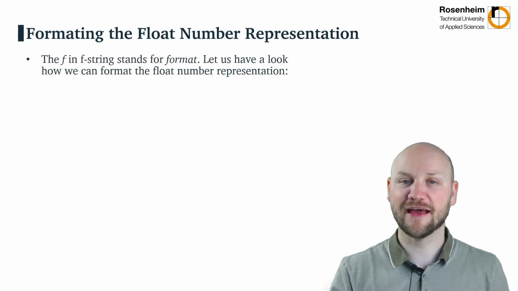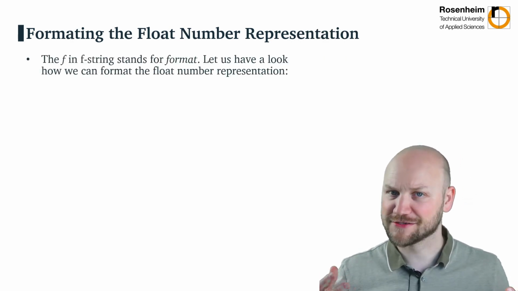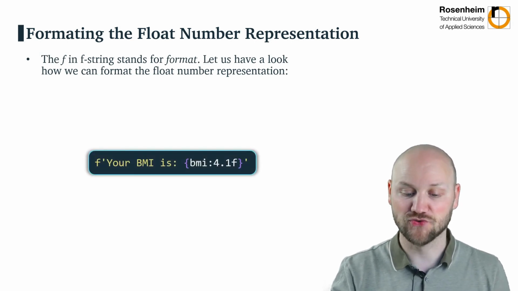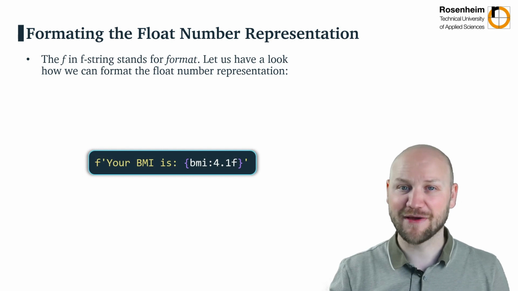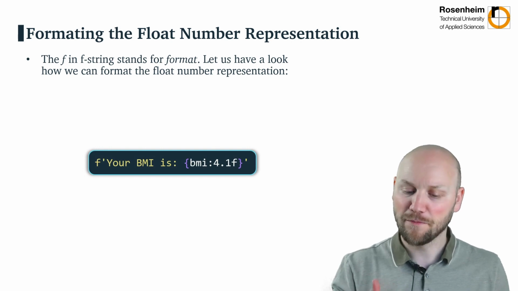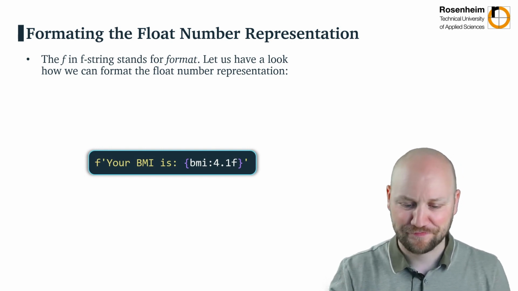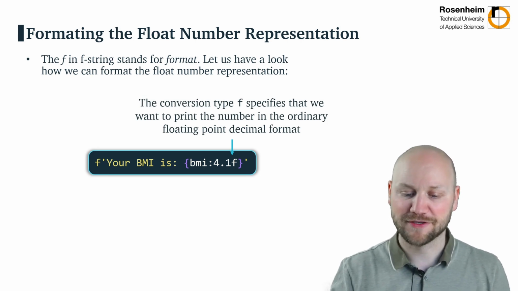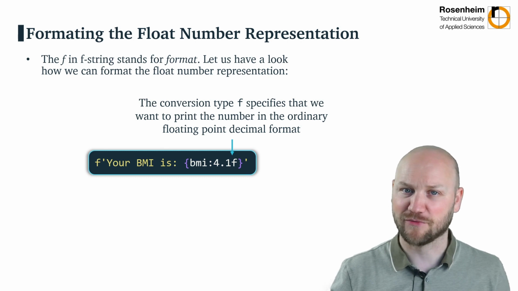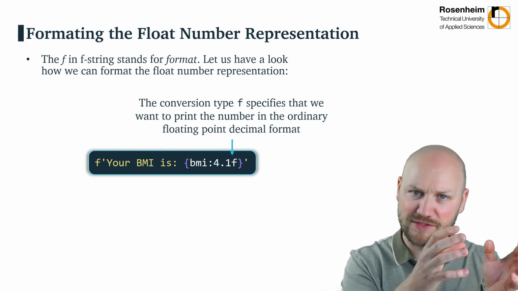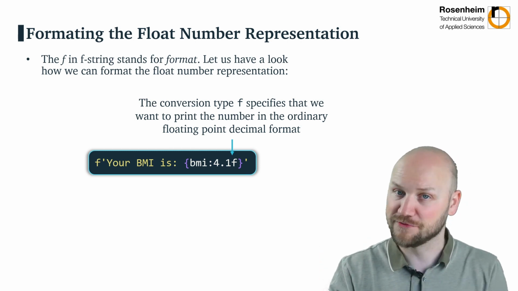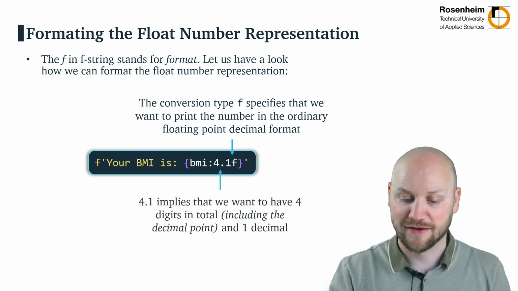So the f in f-string stands for format, and we just saw that we need to format our BMI value, and let's have a look how to do this. So this is actually the same f-string that we have seen before, and now there's BMI colon 4.1f. What does it mean? The f stands for a floating point representation of that number. The number was 27 point something, and that is the representation. We will have a look at a different representation very soon.